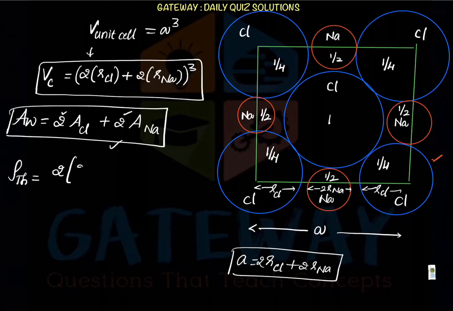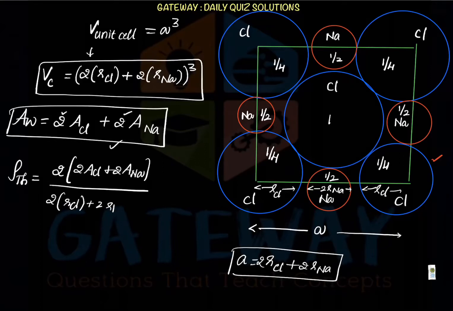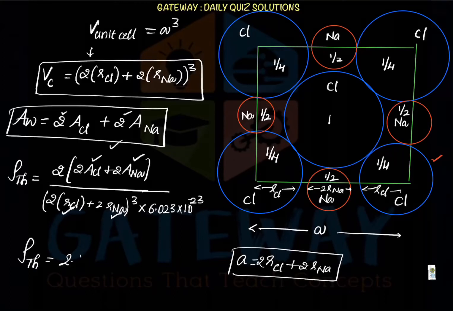So it is 2 times of 2 into atomic weight of chlorine plus 2 into atomic weight of sodium, upon the mass. Next, the volume is nothing but 2 into radius of chlorine plus 2 into radius of sodium, and to that whole cube, since it is a volume, into the Avogadro number, 6.023 into 10 power 23. In the question the atomic weight of chlorine was given, atomic weight of sodium was given, ionic radius of chlorine was given, ionic radius of sodium was given. From that, finally we calculate the theoretical density, and that comes out to be 2.14 gram per centimeter cube.